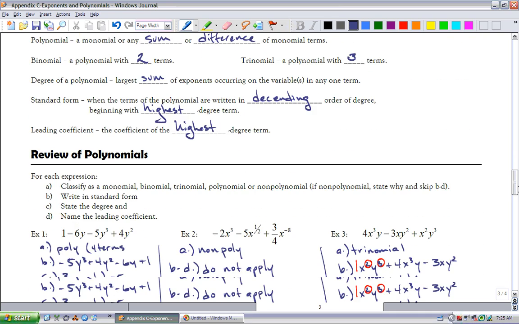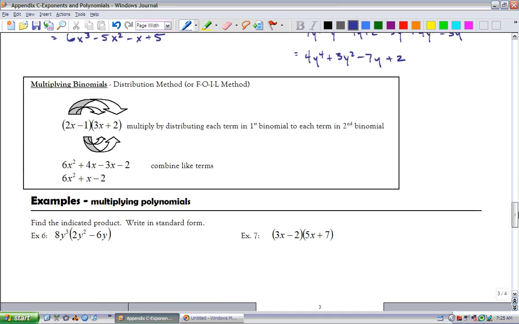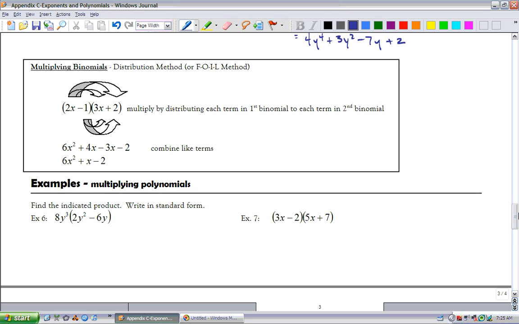Alright, multiplying polynomials. You should be familiar with this, mainly the FOIL method. I won't be particularly excited about using the FOIL method here. We'll look at the distribution method, but the FOIL method is what people tend to like because it's a nice acronym here.